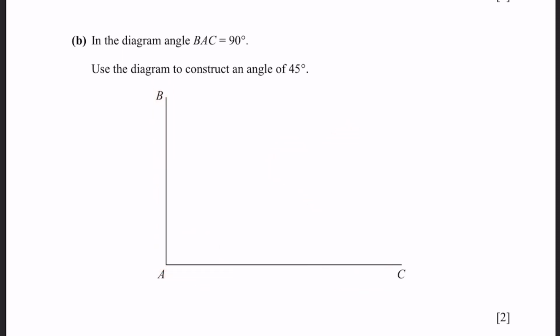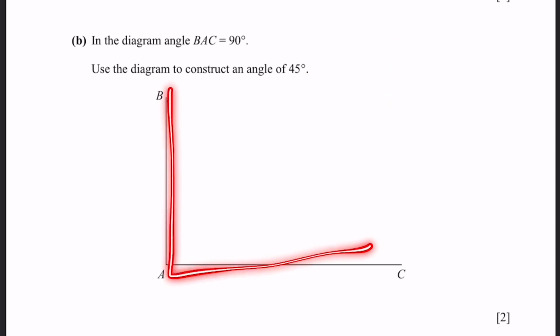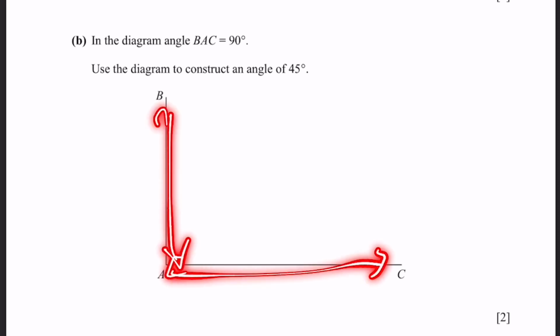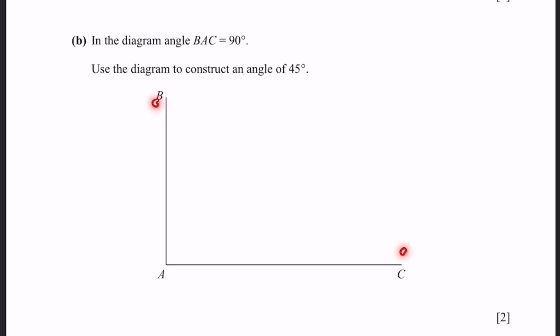Use the diagram to construct an angle of 45 degrees. 45 degrees is 90 by 2, so we can bisect this angle here to get 45. How do you bisect? We take a compass needle, put it here, take any random length on this line, just a length that can fit inside both lines.